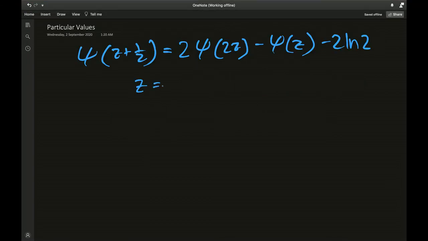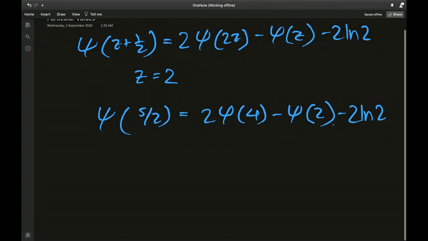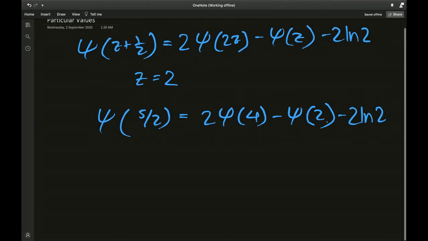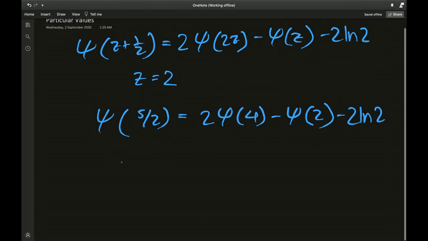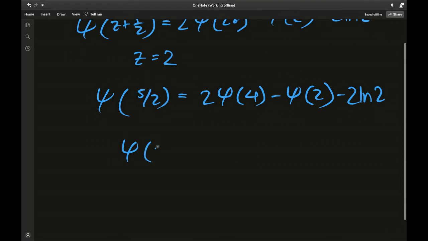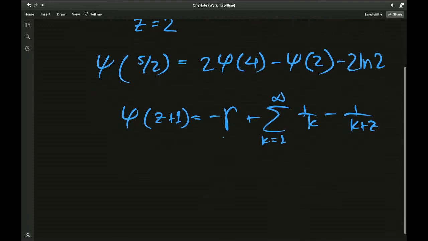And now it's time to take z equals 2 out for a toss. So digamma of 5 halves is 2 times digamma of 4 minus digamma of 2 minus 2 times natural log of 2. We know digamma of 2, we just calculated that previously to be 1 minus Euler-Mascheroni constant. We need digamma of 4. So again, use the infinite series representation. Digamma of z plus 1 is nothing but negative Euler-Mascheroni plus sum from k equals 1 to infinity of 1 over k minus 1 over k plus z.